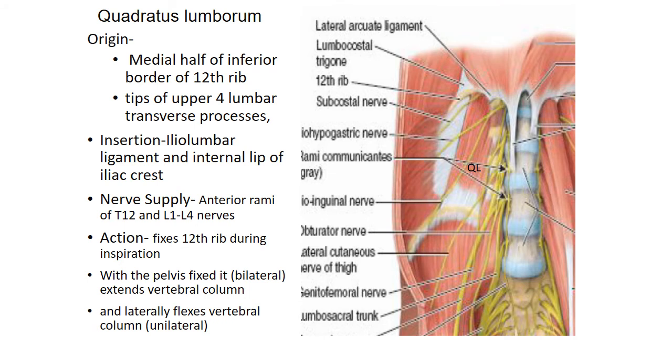Quadratus lumborum. Most of the part of the quadratus lumborum is behind the psoas major muscle. Here I have removed the psoas major muscle. So what we can see here is the quadratus lumborum, the medial half of the inferior border of the 12th rib. Okay, so this would be the 12th rib over here. So the inferior border, medial half of the 12th rib gives attachment to the quadratus lumborum. Then tips of the transverse processes of the upper 4 lumbar vertebrae.